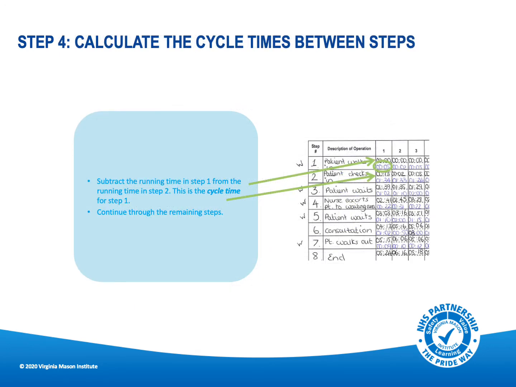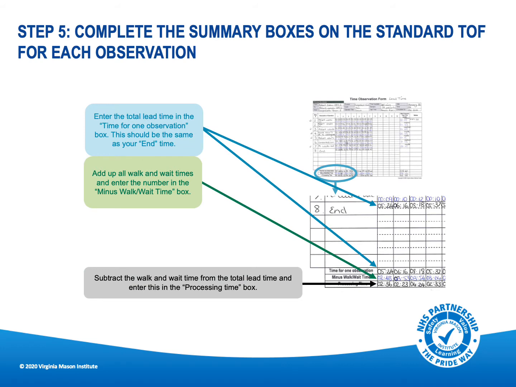After documenting all of the timings, you then need to calculate the time in between the steps. Zoe has written these here in blue. For any walk or wait steps, it can be helpful to mark these with a W for ease of reference, as seen here. You can then fill out the summary boxes at the bottom of the form.